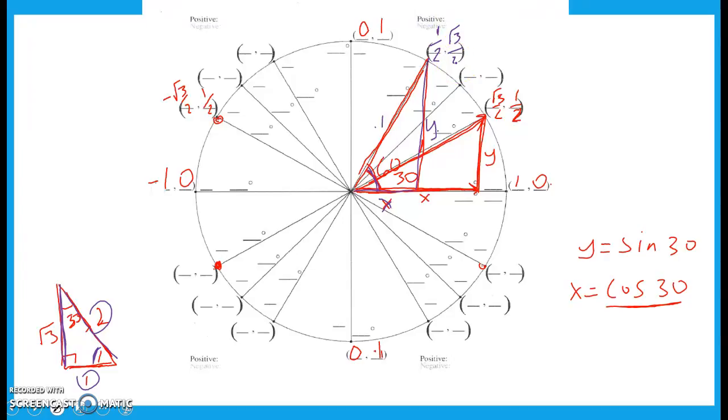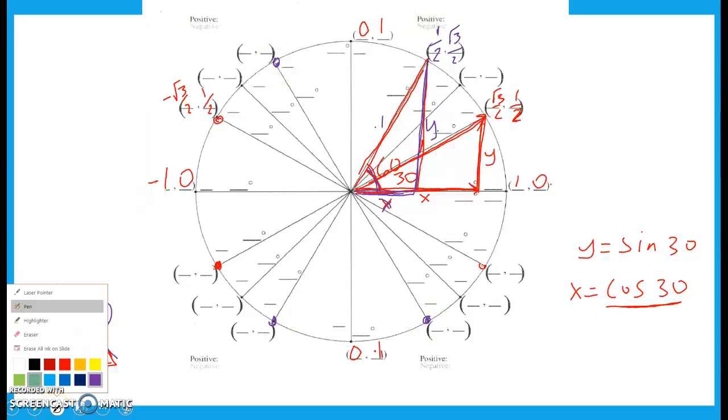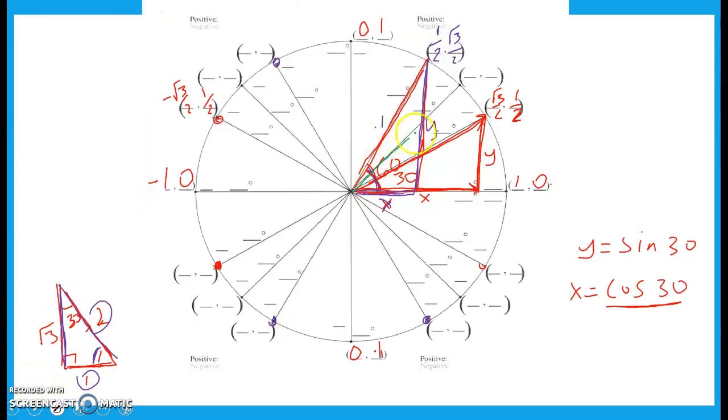So it's very similar to what we had over here. They're just switched around. I'm going over a half and then up radical 3 over 2. And now we can probably figure out what this point is, what this point down here is, and what this point is. So we have one more to do. I'm going to do this one in green. It's this one right here. If you can kind of picture this.